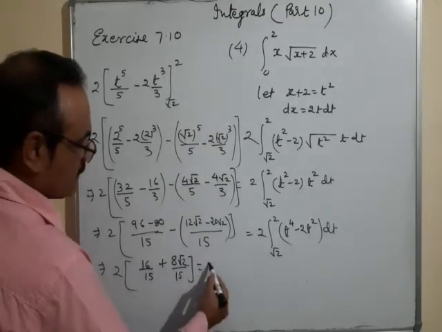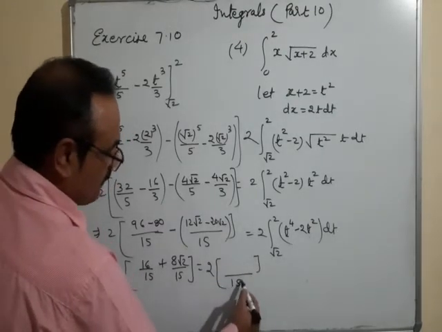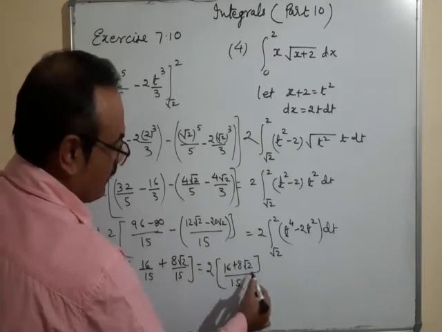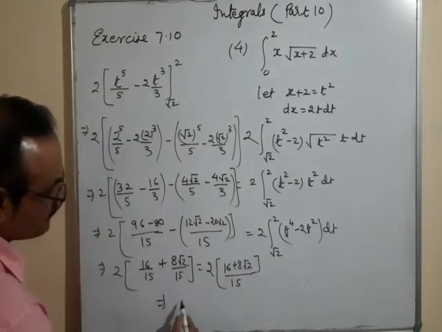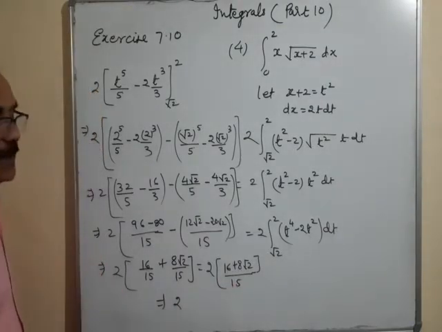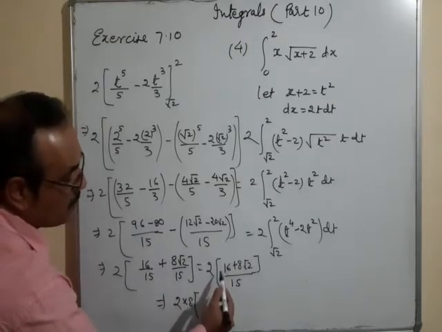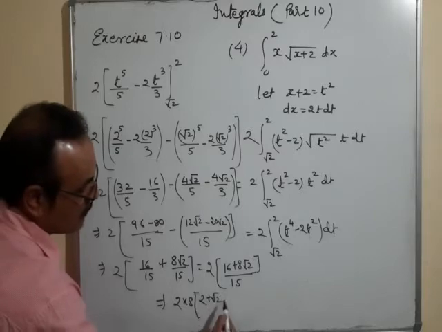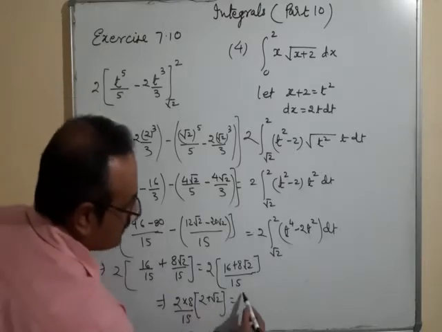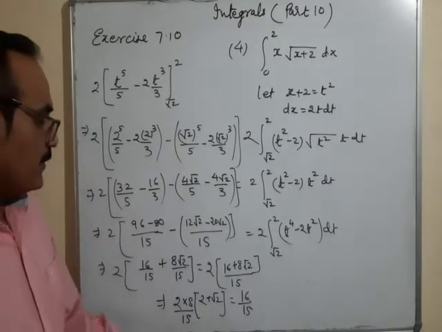So 2 outside, LCM 15. This is 16 plus 8 root 2. What is common? I can take common 8 root 2, or first I am taking common 8, otherwise you'll get confused. 8 common, so it is 2 plus root 2 and 15 is outside. So 16 upon 15, 2 plus root 2.